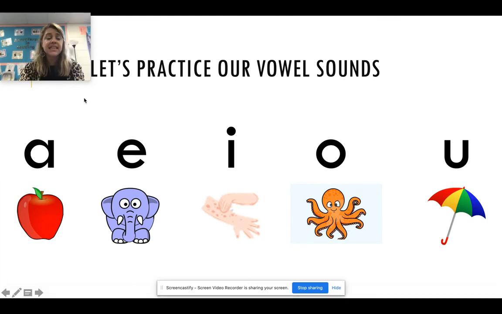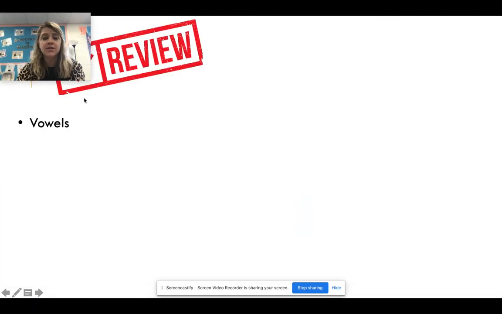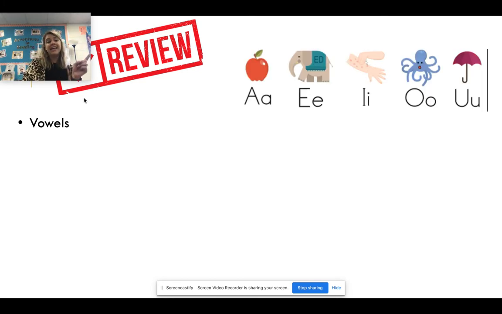Now, the last thing we're going to do is review our skills. We have learned about vowels, and we know that those are A, E, I, O, U, and they have short sounds. Let's do those together. A, E, I, O, U. We learned that they can also make their long sounds, A, E, I, O, U, with that special magic E. We've also talked about consonants. So we know that consonants are any letters in the alphabet that are not vowels.